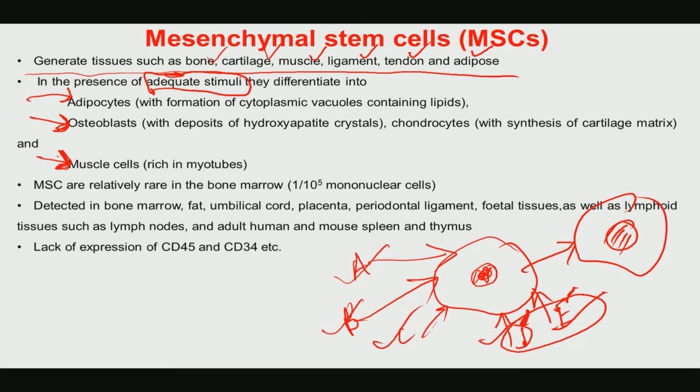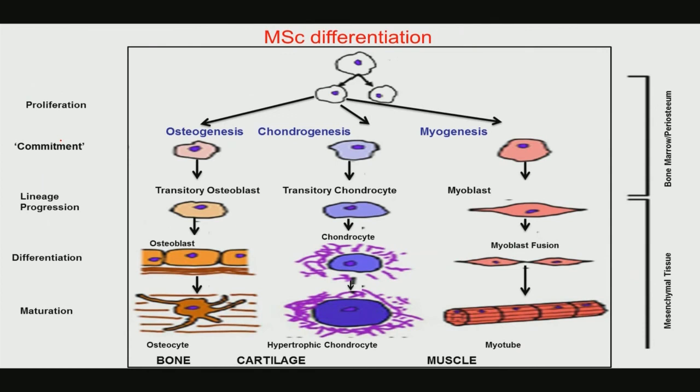And MSCs are indeed relatively rare in the bone marrow, like 1 in 10 to the 5 mononuclear cells, and detected in bone marrow and other places as is mentioned. So, let me take a little bit more time to explain this slide so that you understand and perhaps you can remember this important slide. This slide is a little crowded, so I need to spend a little bit more time.